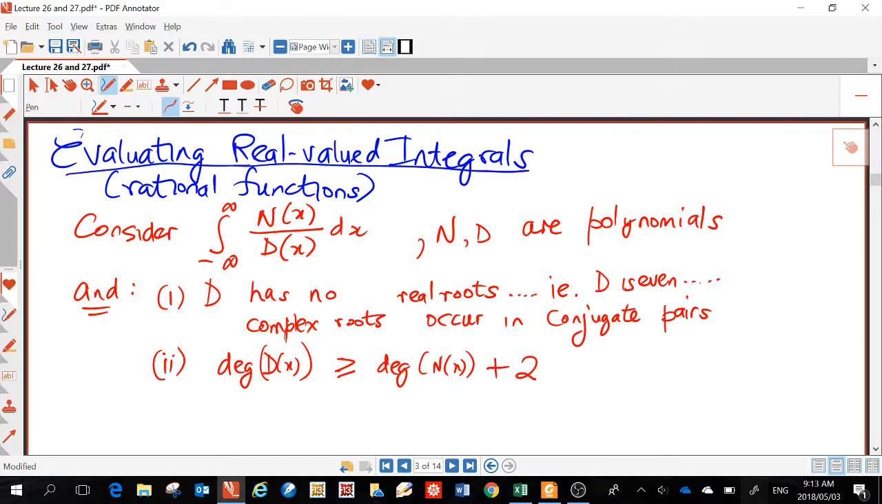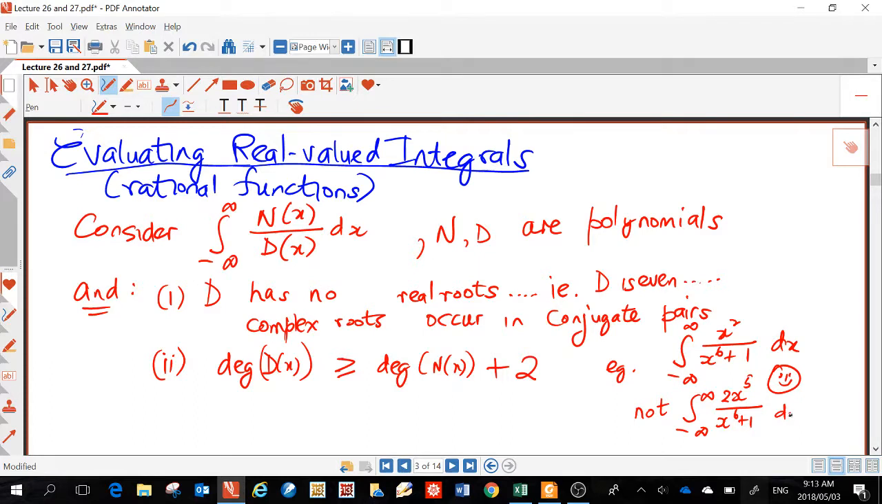Like this here. You can have the integral of x squared over x to the 6th plus 1 dx. That's okay. This is fine. Not this: 2x to the 5 over x to the 6 plus 1 dx. That's not good.